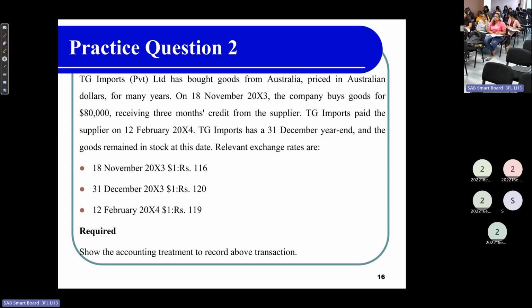Right, TJ Imports Private Limited has bought goods from Australia. This is creditor side, purchase. Price in Australian dollars for many years. On 18 November 2003, the company bought goods for $80,000, receiving 3 months credit from the supplier. TJ Imports paid the supplier on 12th February 2004. TJ Imports has 31st December year end and the goods remain in stock at this date. Relevant exchange rates: 18 November, 31 December, and 12 February. Show the accounting treatment.